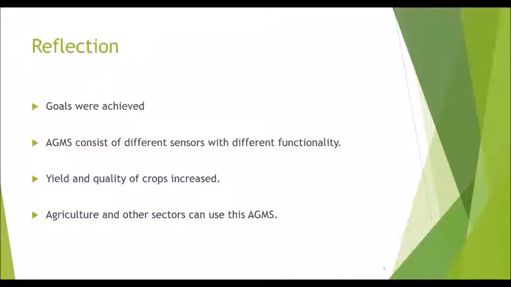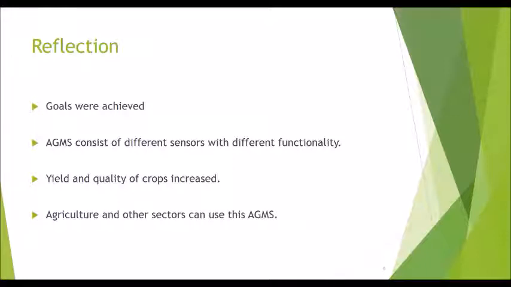Reflection. Overall, the project worked as expected and the goals were achieved as initially planned. Automated greenhouse monitoring system was constructed with various necessary sensors. These sensors sense various parameters and then send them to the Arduino microcontroller, and necessary action is taken by the Arduino to compare values with preset values.